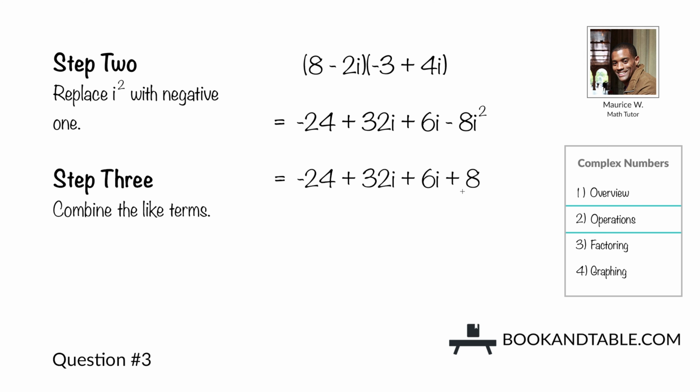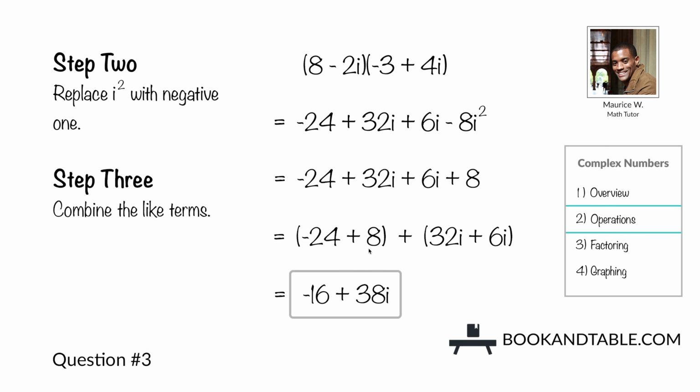equal to positive 8. So we have two real numbers, negative 24 and positive 8. So we'll be combining those, and we add that to our imaginary numbers, 32i and 6i. So the final answer is negative 24 plus 8, which is equal to negative 16, plus 32i plus 6i, which is 38i. So we get negative 16 plus 38i.